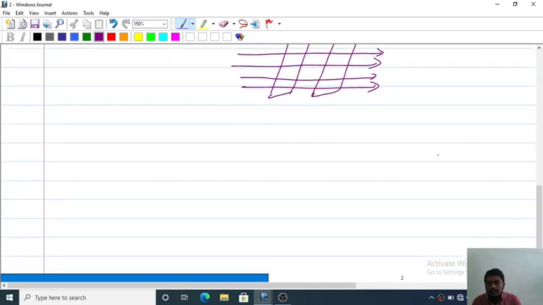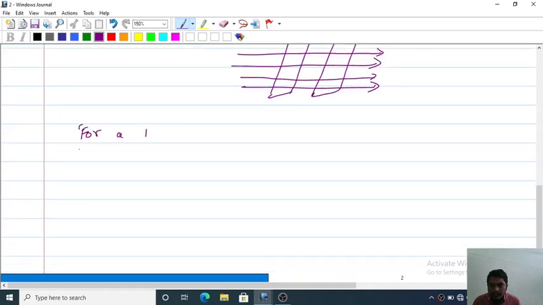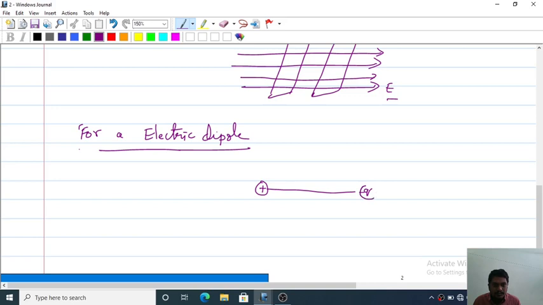Now for an electric dipole, how are the equipotential surfaces represented? This is the electric field direction, and this is the equipotential surface. A dipole is a system of two equal and opposite charges, plus q and minus q, and the equipotential surface for this is a line.